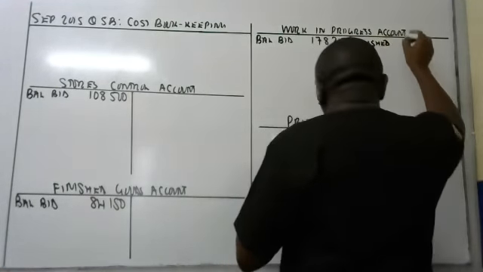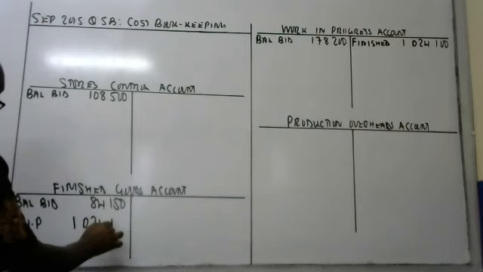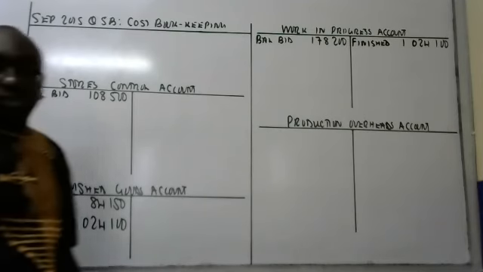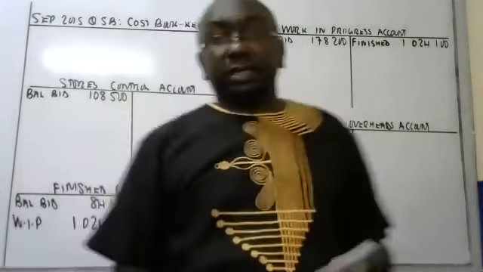1,024,000, that is what was finished. Then we come to the finished goods because of work in progress. Work in progress, it is 1,024,100. Those are the goods that were finished, were completed.